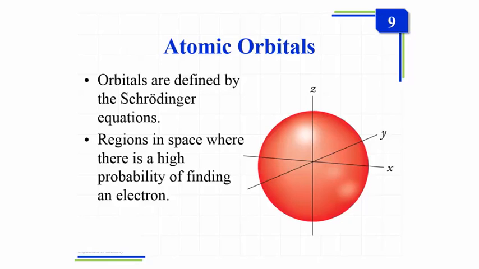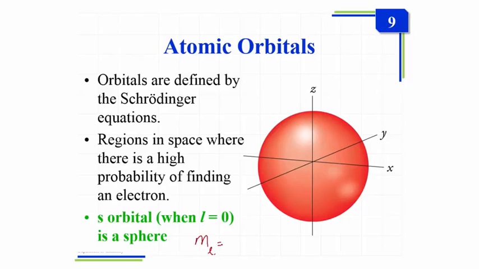So we know that the orbitals are defined by our Schrodinger equations. They are defining regions in space that have a high probability of locating the electron. This picture here represents an s orbital, so it's shaped like a sphere. When l equals 0, we have the s sublevel, and for that sublevel we have an m sub l, which could be anywhere from negative l up to positive l, so it only has one choice. There's only one orientation in space of an s orbital, and that's this sphere. Doesn't matter how you look at a sphere, it looks the same.